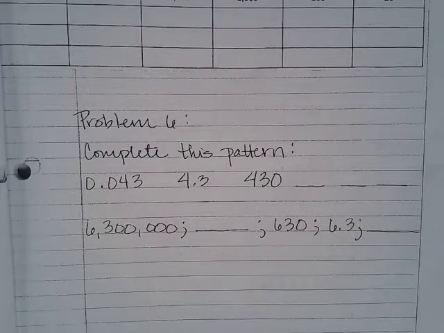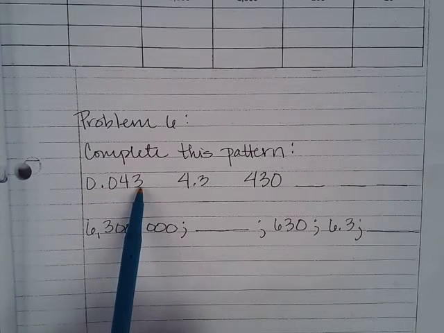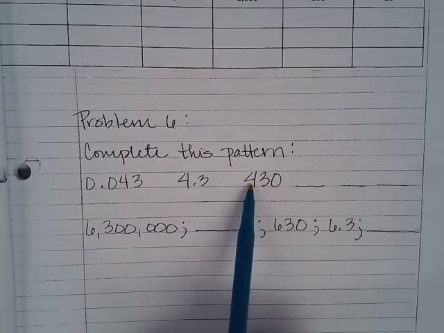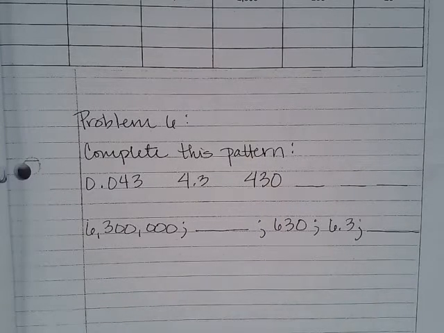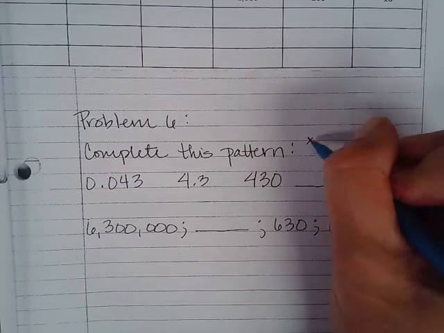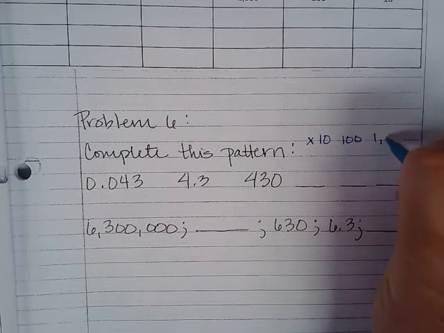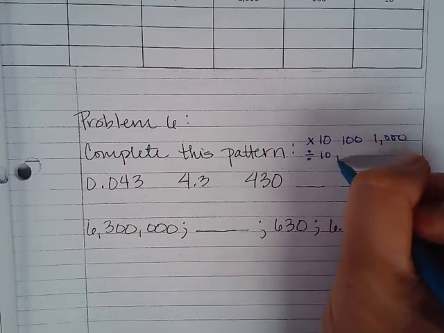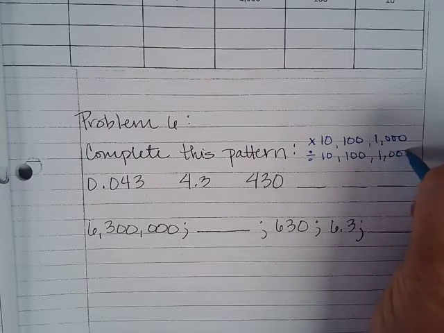All right. This problem is called complete the pattern. So if I had 0.043, then I had 4.3, and then I had 430, what do you think is going on here? Do you think they're multiplying by 10, 100, or 1,000? Or are they dividing by 10, 100, or 1,000?